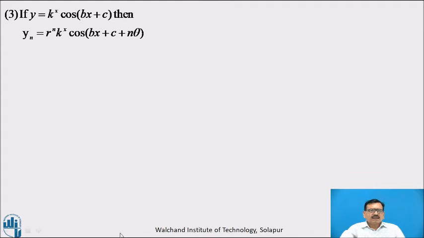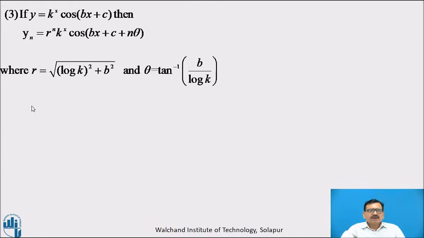Now similarly, in another form, if y equals k raised to x, here in place of e to the power x, we have taken k to the power x cos(bx plus c), then its nth derivative can be calculated as r raised to n k raised to x cos of (bx plus c plus n theta). Here in place of base e, we have taken base k, where r is the square root of (log k) square plus b square, and theta is equal to tan inverse of b by log k, by using the change of base property.